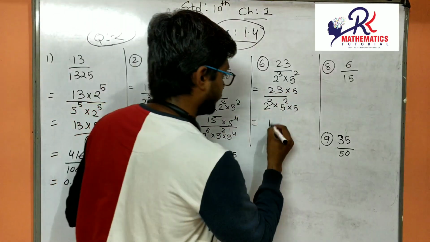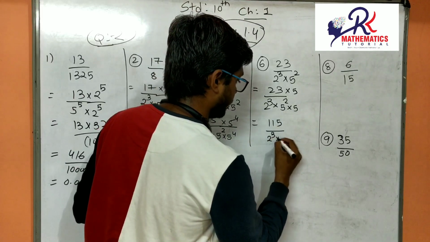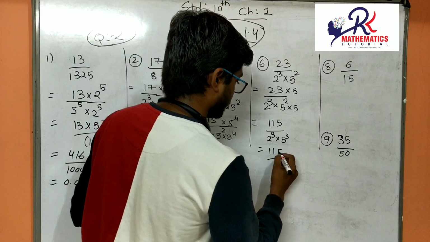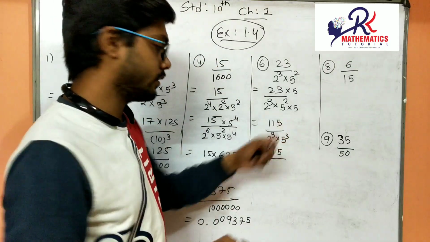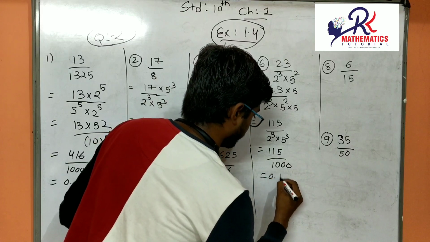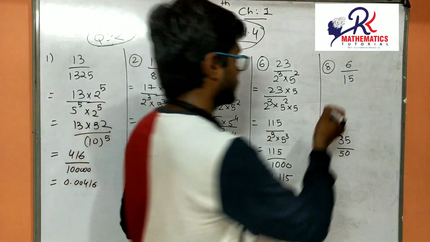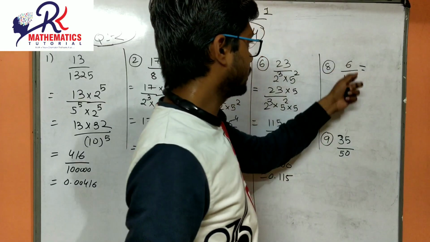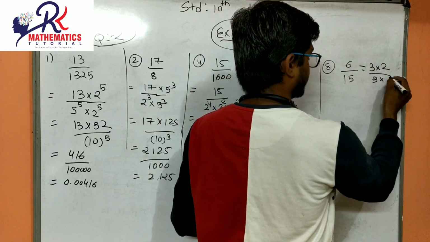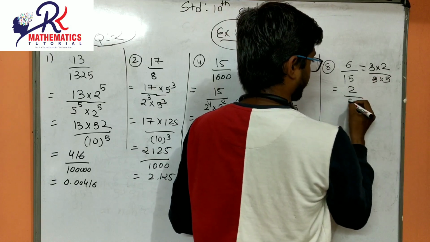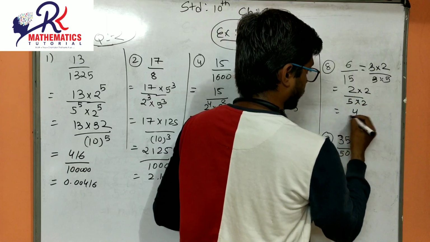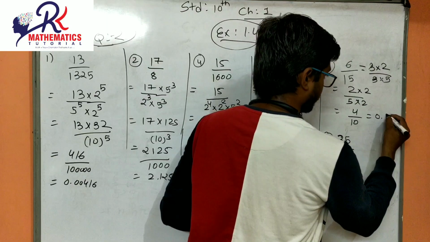23 into 5 is 115, that is over 2 power 3 and 5 power 3. Now 2 into 5 is 10, and 10 power 3 is 1000, so it is 0.115. Now the next one, first of all we will convert it into a simple rational number, so it is 3 2s and 3 5s. This is 2 by 5. Here 5 is 1 time, so we have to multiply 2 one time. This is 4 by 10, so we can write 0.4.